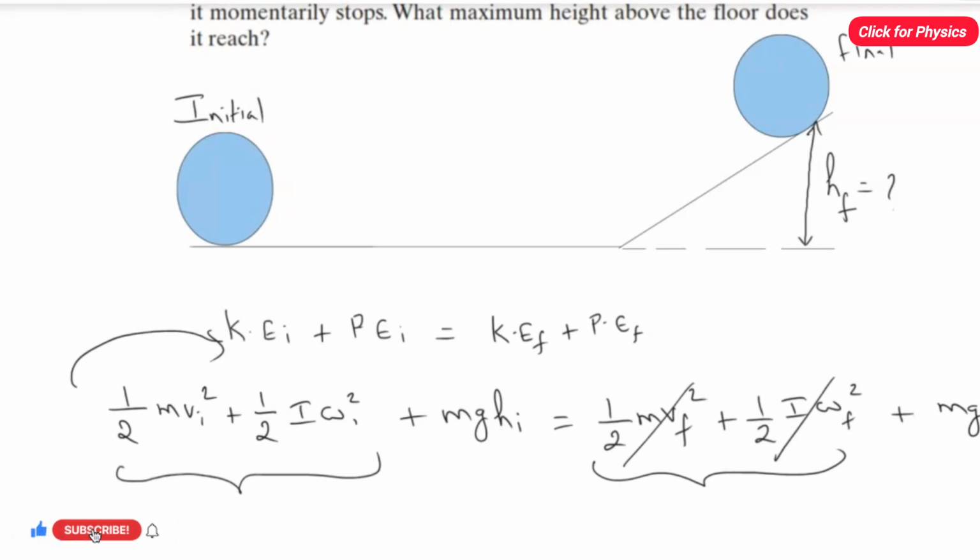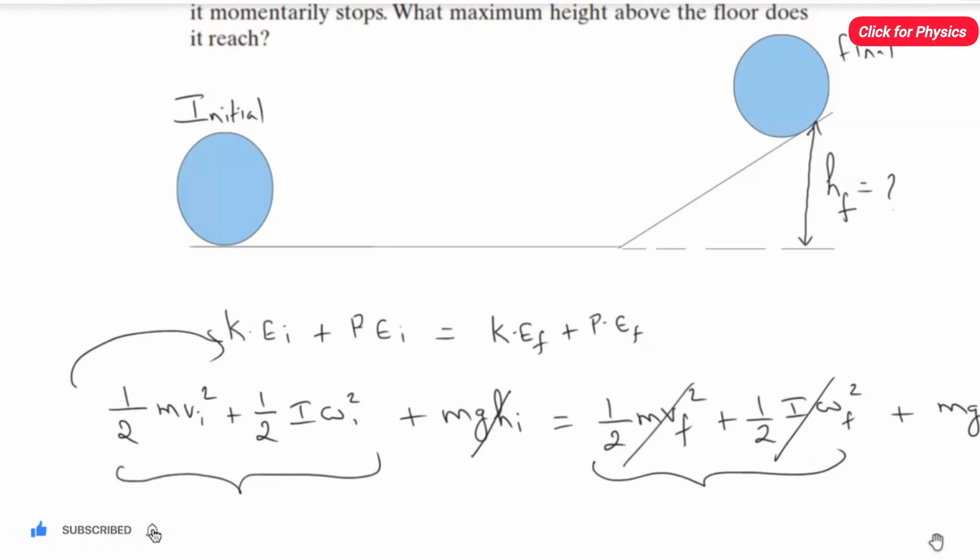And also when the ball rolls on the horizontal surface, there is no height. That means the initial height is 0, so we don't have any value for the initial potential energy. So we only have two things, one on the left hand side and one on the right hand side. On the left hand side we have the kinetic energy initial, which is half m v_i square plus half I omega_i square. And on the right hand side, we have the potential energy final, which is m g h_f.